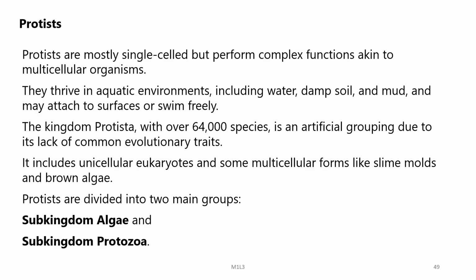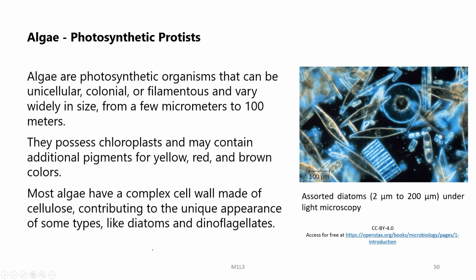Next come the protists, which are mostly single celled, but perform complex functions akin to multicellular organisms. They thrive in aquatic environments including water, damp soil and mud, and may attach to surfaces or swim freely. The kingdom Protista, with over 64,000 species, is an artificial grouping due to its lack of common evolutionary traits. It includes unicellular eukaryotes and some multicellular forms like slime molds and brown algae. Protists are divided into two main groups, the algae and protozoa.